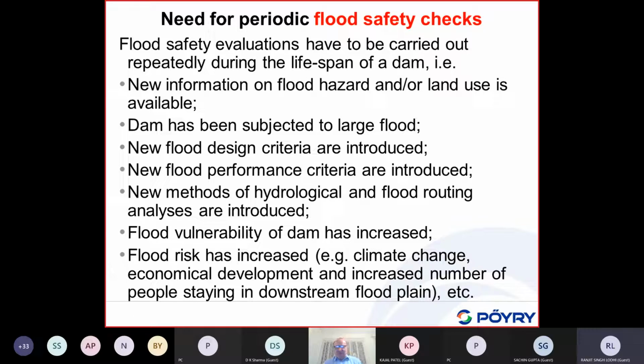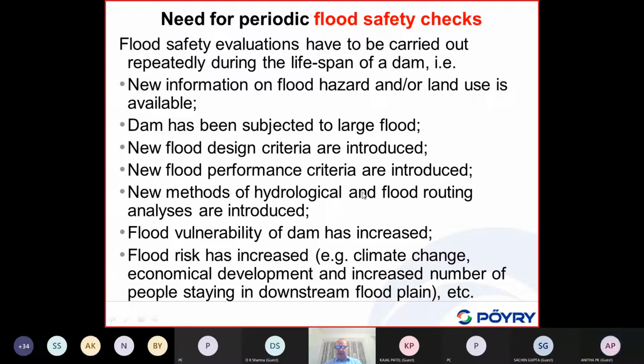Also, if new flood performance and safety criteria are introduced, for example, that you have to release the safety flood assuming, in a hydropower plant, that the power plant is out of operation and that not all gates of a spillway are available, that some may be blocked. So we have these new safety criteria, which have been changing in the last 20 to 30 years.